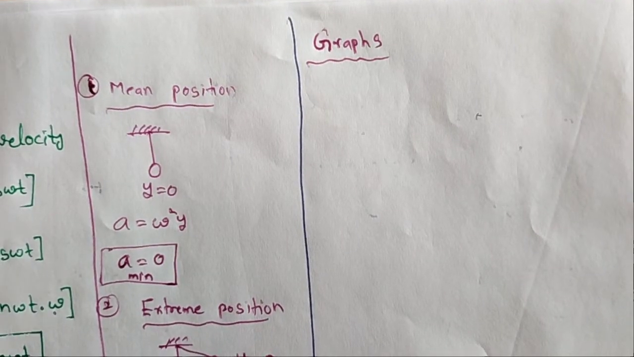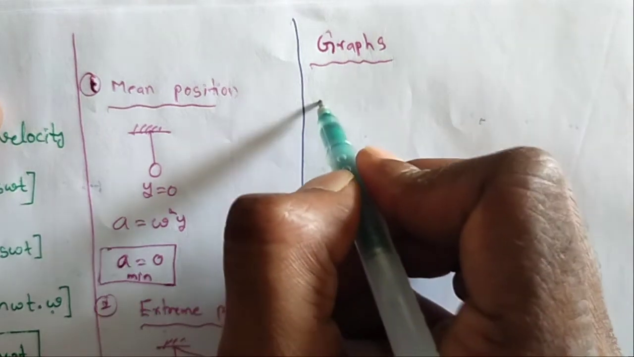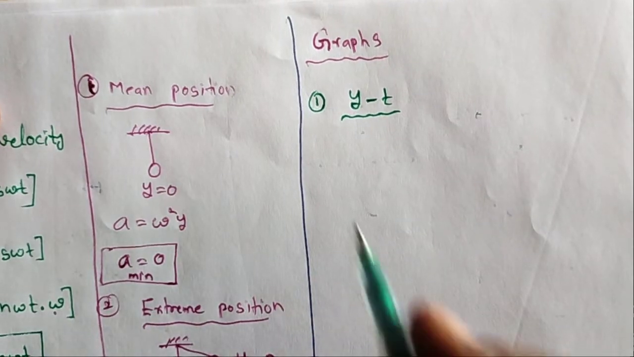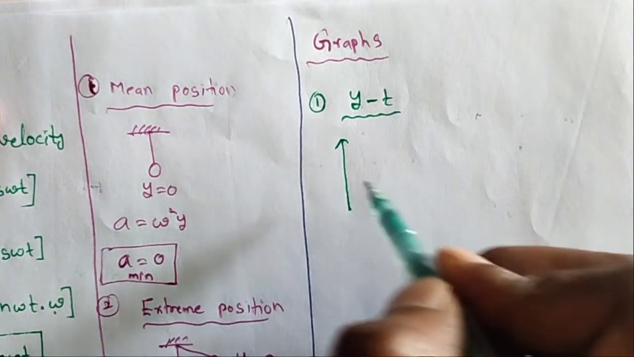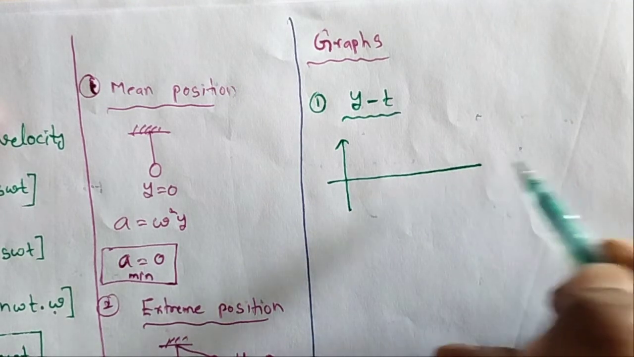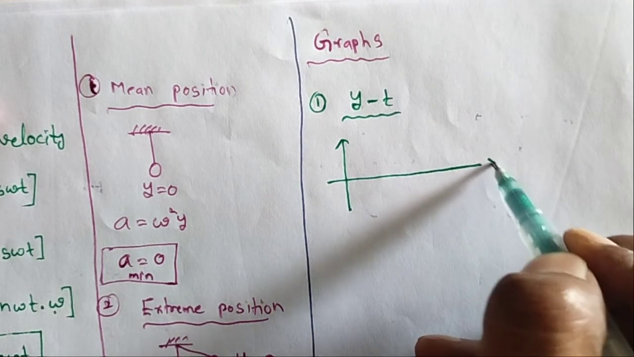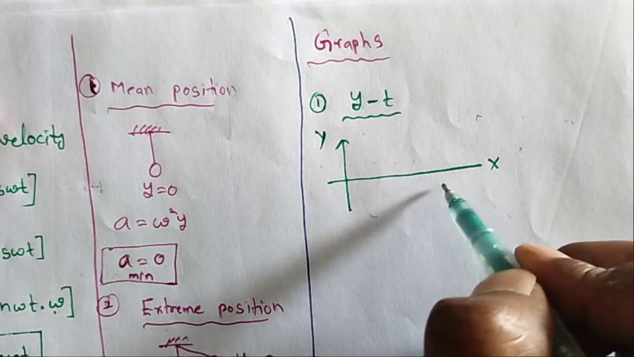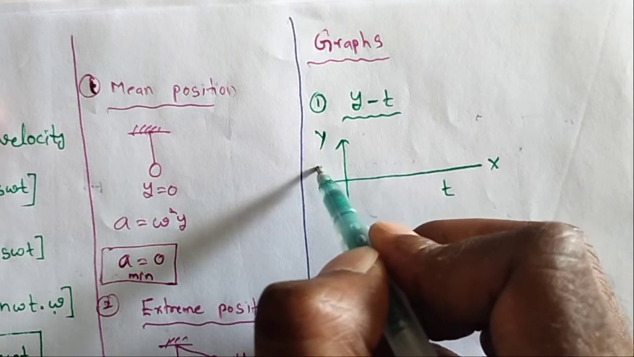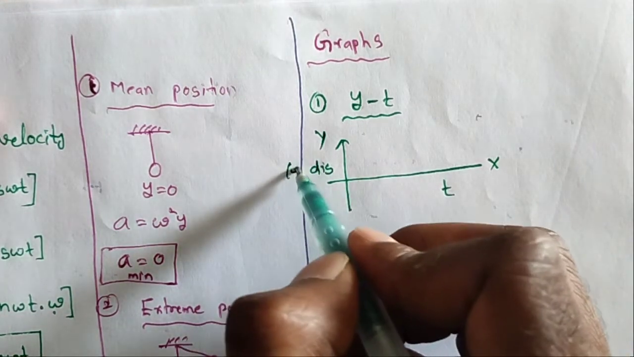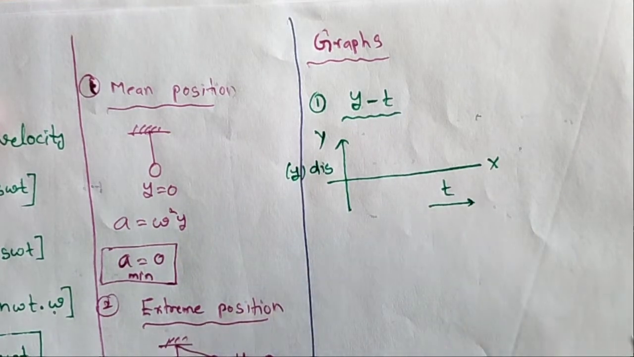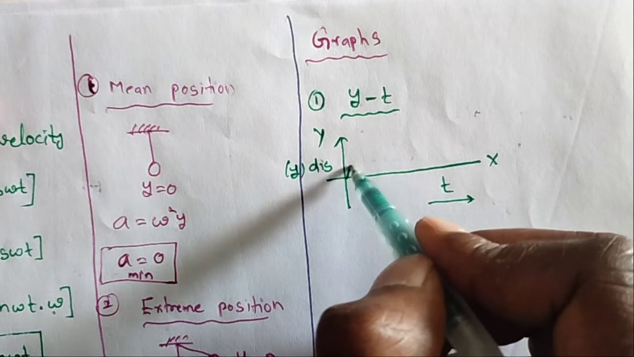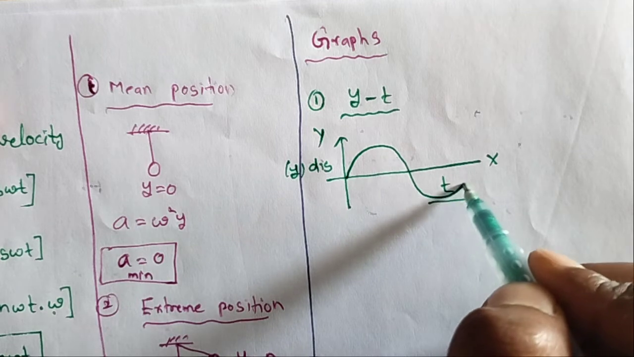Next, graphs. Here I am taking some different types of graphs. First graph, the displacement and time graph, the y-t graph. I am taking the x-axis and y-axis. On the y-axis I am taking the displacement, small y. On the x-axis, small t, time taken. The displacement of a simple harmonic motion is sinusoidal with respect to time. So this is the graph.